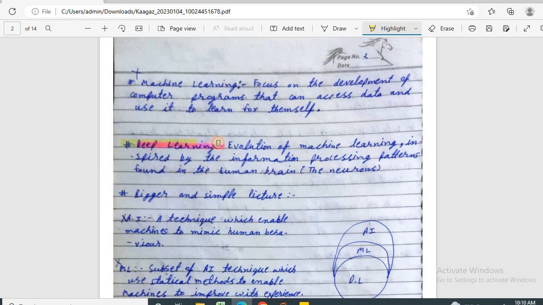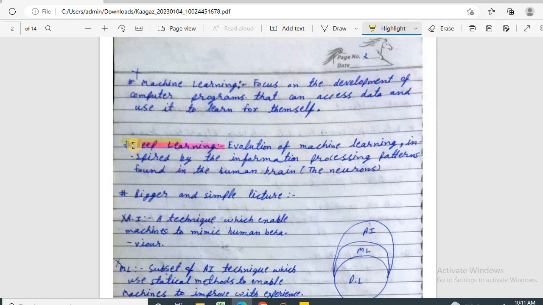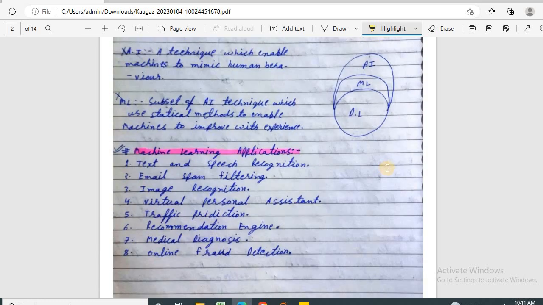Now what is deep learning? Deep learning is the evolution of machine learning inspired by the information processing patterns found in the human brain, that is neurons.